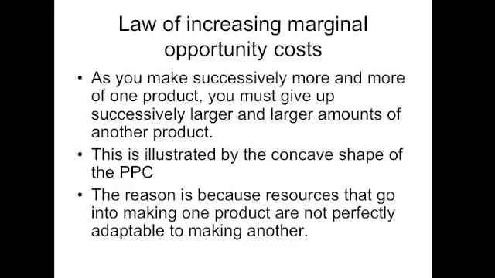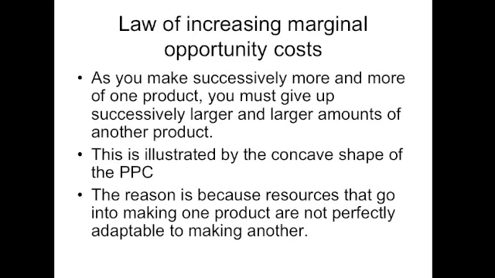This is the law of increasing marginal opportunity costs. This is the concept that as you make more and more of a product, you will successively have to give up more and more of the other product. Any concave production possibilities curve is illustrating the concept that you will have to give up more and more of the other product.